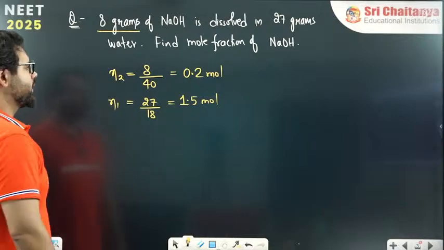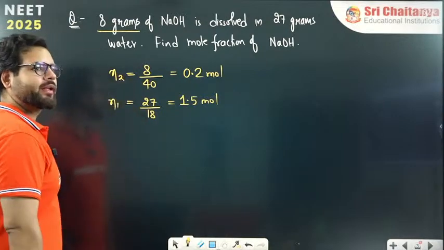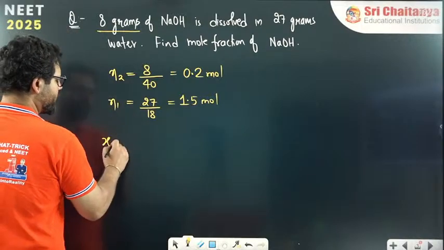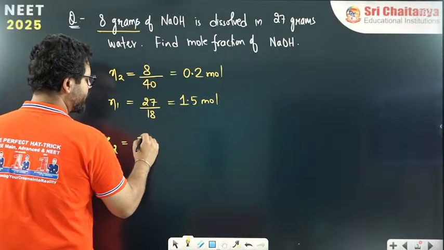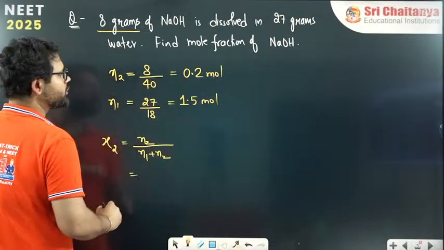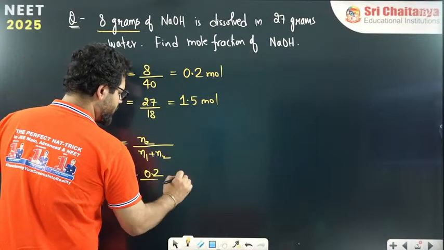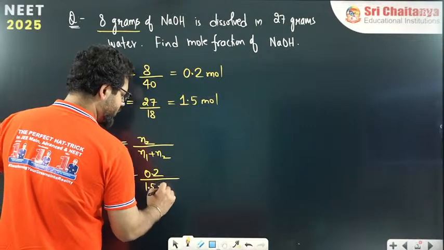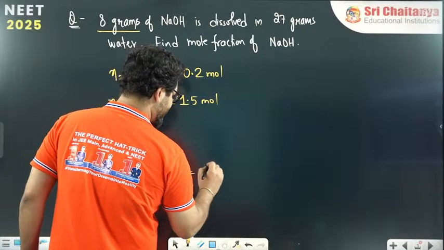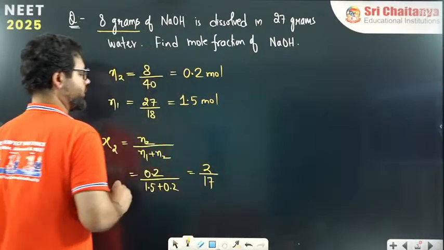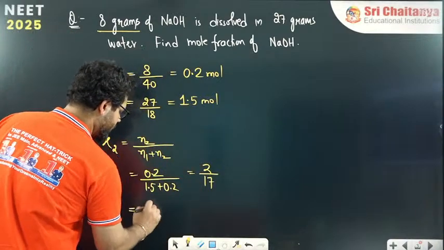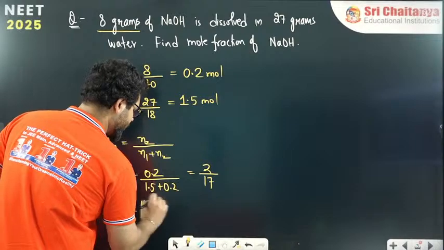Yes, correct. So 2 by 17 is correct. 0.117, what you are saying is correct. So we get mole fraction of NaOH is going to be moles of NaOH by total moles. Moles of NaOH is 0.2, moles of water is 1.5. So answer is 2 by 17, which is 0.117. 0.117 is the mole fraction.